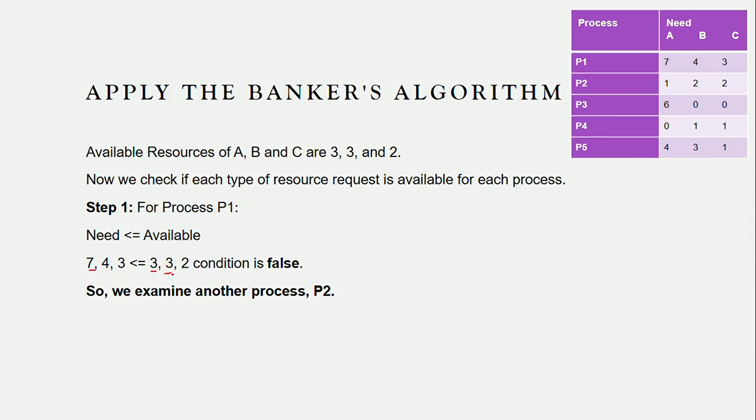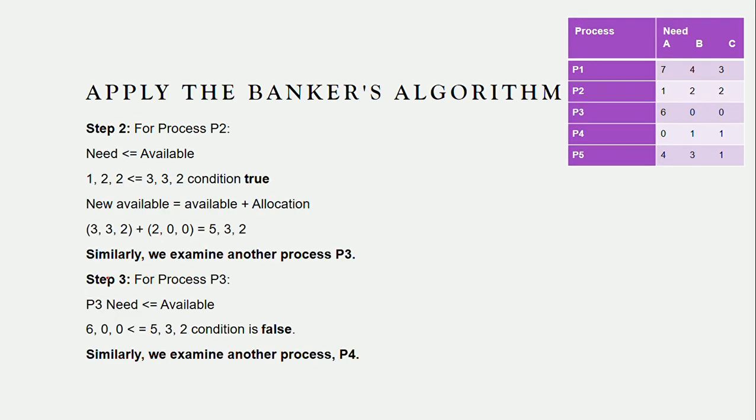Out of 3 I cannot allocate 4. So that's the reason the condition is false. We cannot do the allocation for P1. That means we have to check for the next process, P2.